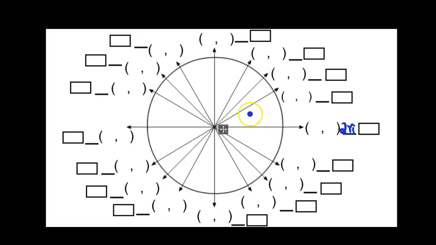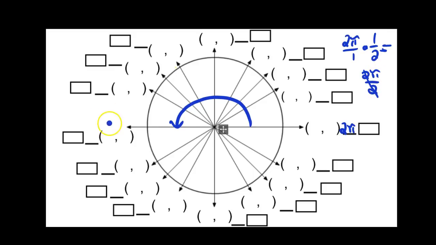But what if I only go half of that? So if I go halfway around the circle, I've gone half of 2 pi. So if we think about it as taking 2 pi times 1/2, just make this 2 pi a fraction, I get 2 pi over 2, or pi radians. So this angle right here is going to be pi radians if I go halfway around the circle.